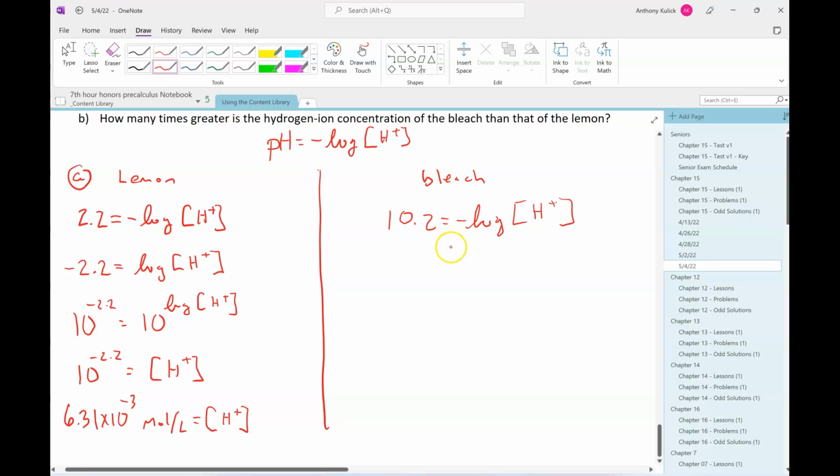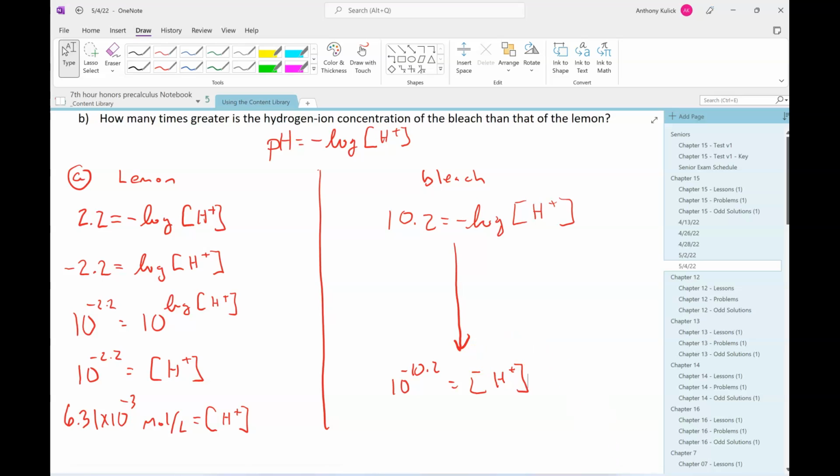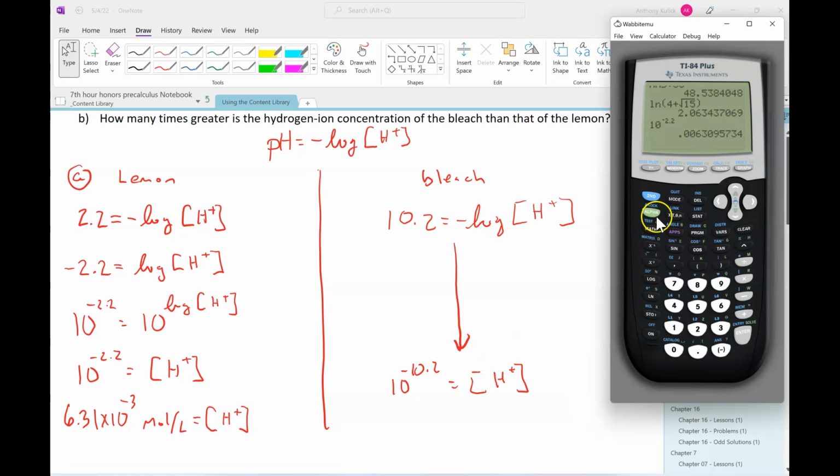So the steps here to solve are going to be exactly the same, right? Nobody surprised with that? So what do we have? 6.31 times 10 to the negative 11th. Woo!